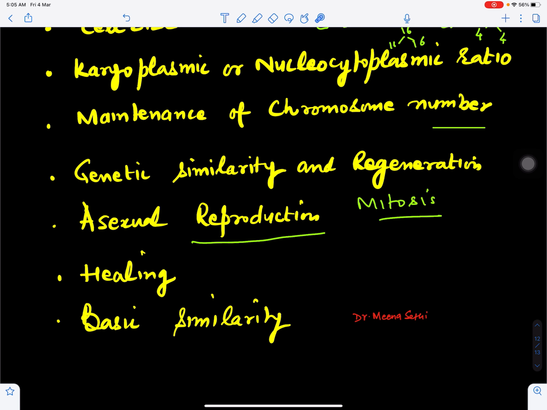Now, if we talk about all the living beings on the earth, whether they are vertebrates, invertebrates, mammals, insects, or various types of plants, the basic pattern of mitosis is universal. This will remain the same in all living organisms. So this helps in maintaining the basic similarity. So this is all about the significance of mitosis.